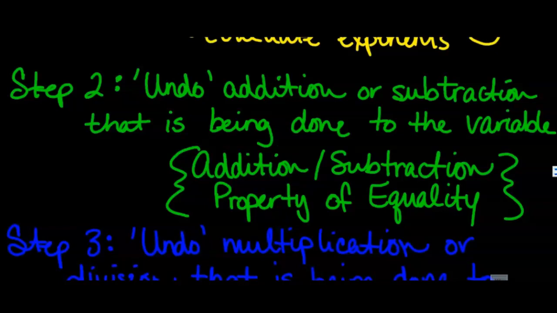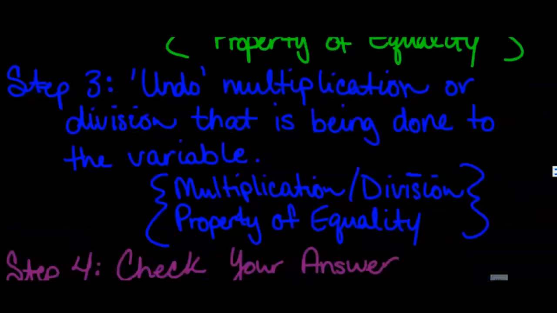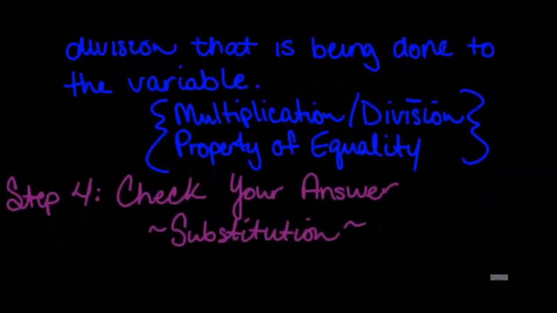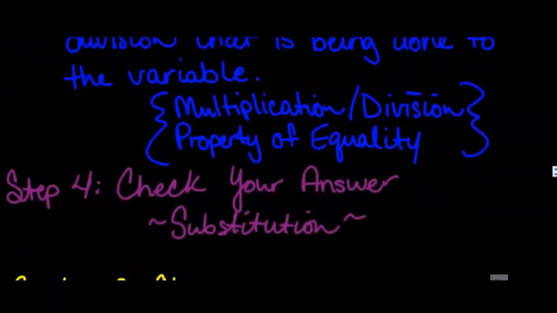After using the addition or subtraction property of equality, we're ready to move on to step 3, which is undoing the multiplication or division that's being done to the variable. So again, using that multiplication or division property of equality, very similar to what we did with the addition or subtraction. Finally, we can go ahead and check our answer using substitution.